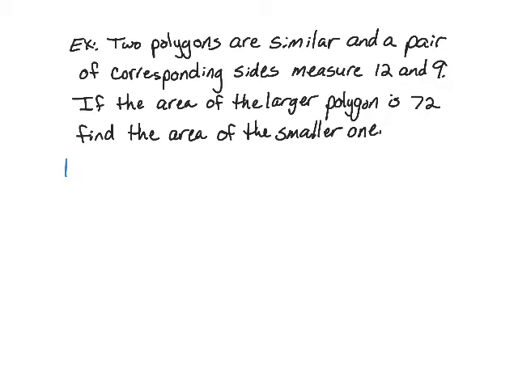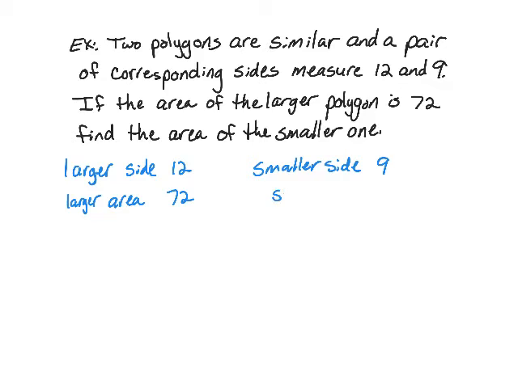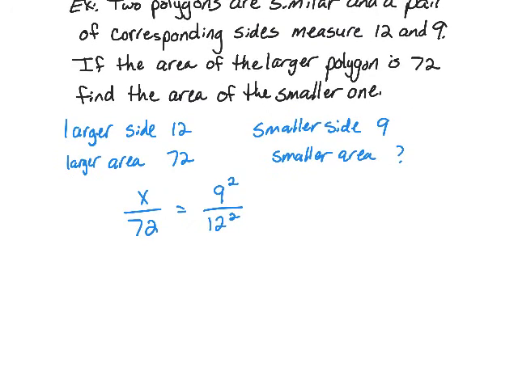So we can write some things down. We have a larger side that is 12, larger area is 72. We have a smaller side, that's 9, and we don't know what the smaller area is. We cannot just set up a proportion. We can set up a proportion, but we have to square the sides to do it, okay? So if x is the smaller area and 72 is the larger area, then that's going to be equal to the smaller side squared divided by the larger side squared. So that's x over 72 is equal to 81 over 144.